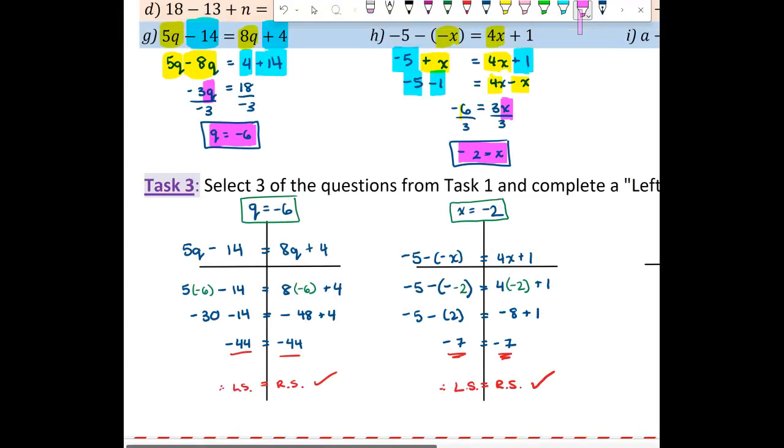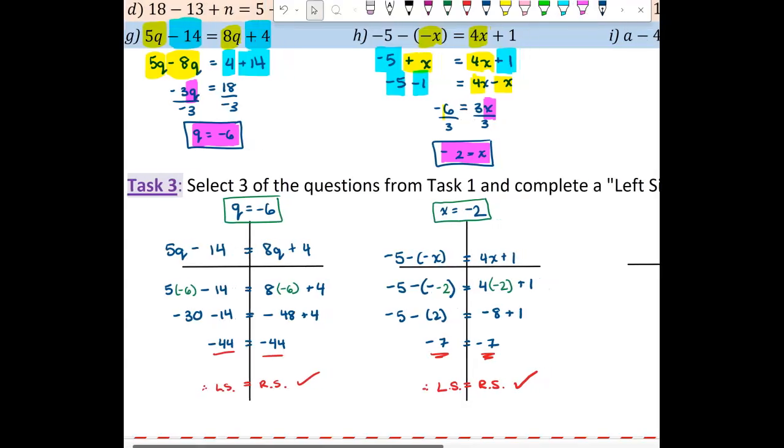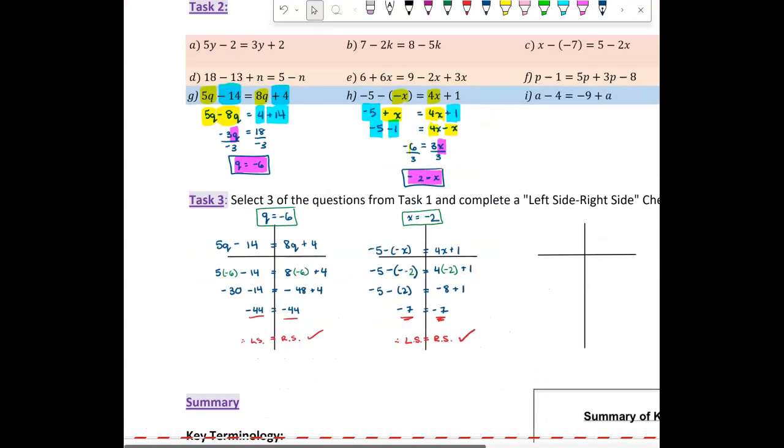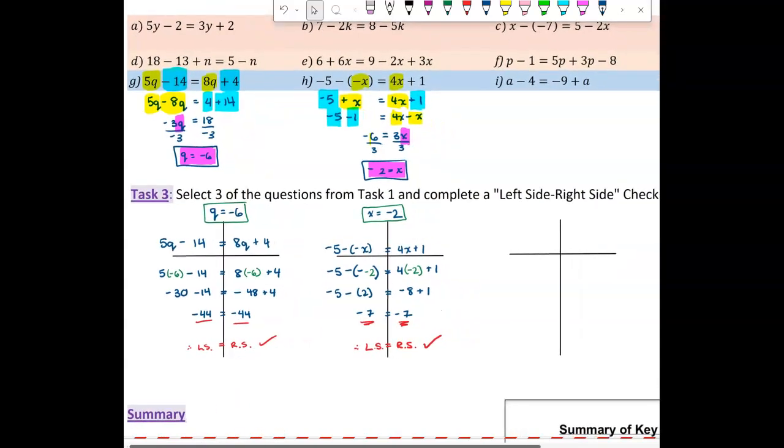So remember that last point up above: don't forget to check your solutions. Well, we do a check on our solutions by doing what we call a left side, right side check. So if I know now that my answer was q equals negative 6 from this question and x equals negative 2 on this question, how do I check to make sure that's a valid answer?